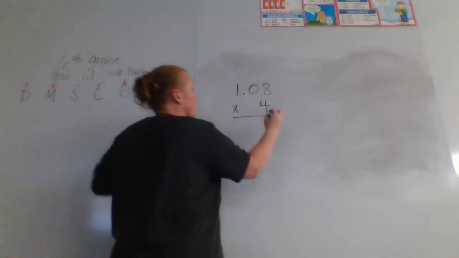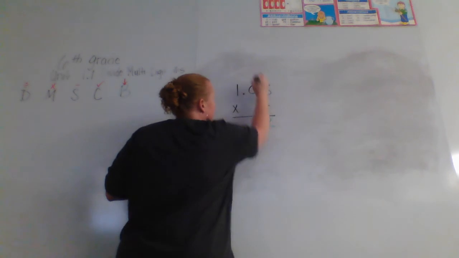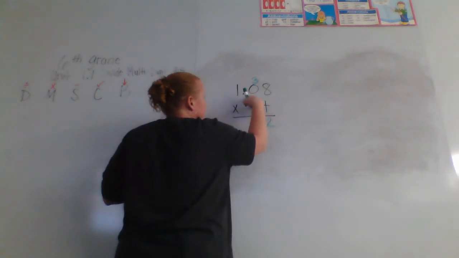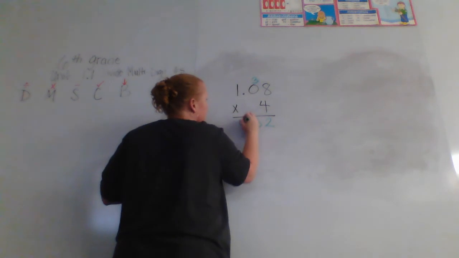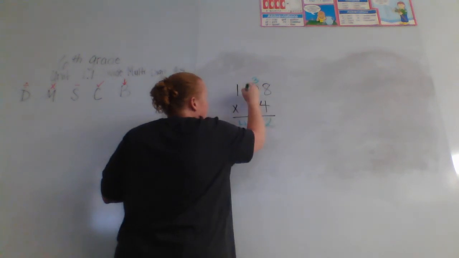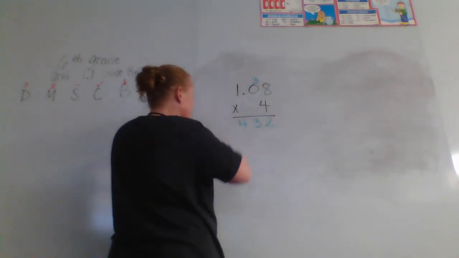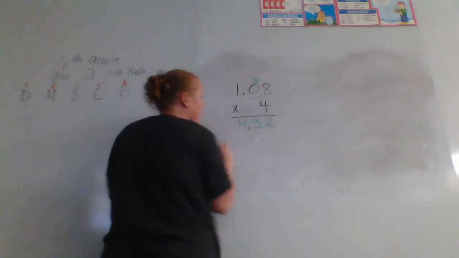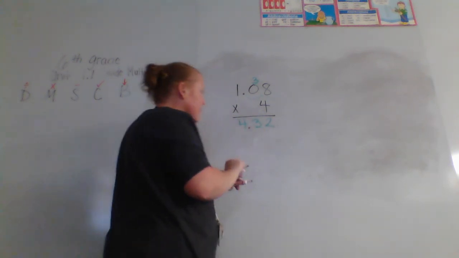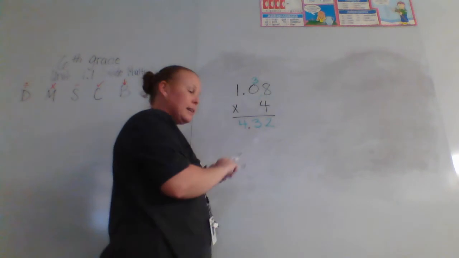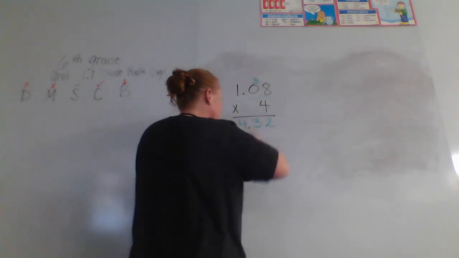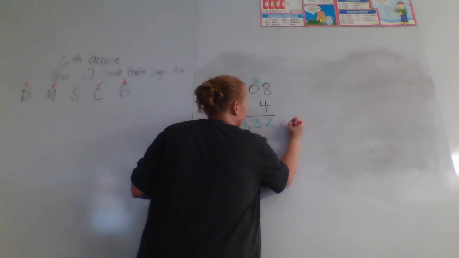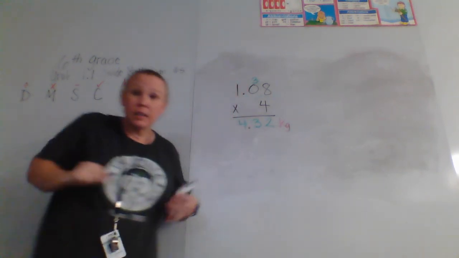Okay? So 4 times 8 is 32. 4 times 0 is 0, plus 3 is 3, and 4 times 1 is 4. So now it went in 1, 2 times. We're going to go in 1, 2 times, and our decimal will be here. And that's in kilograms. It's asking you how much weight he bought, and it was telling you that he was buying it in kilograms. So all you have to do after that is write kg, kilograms.